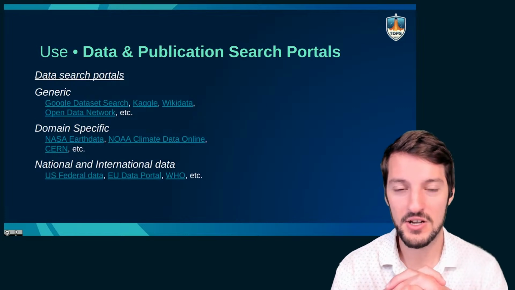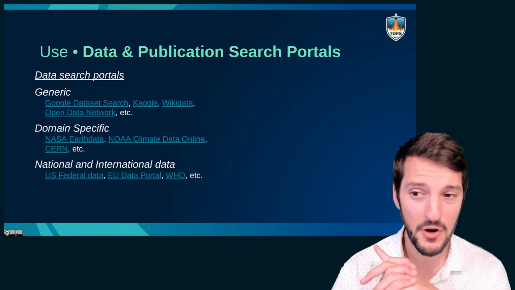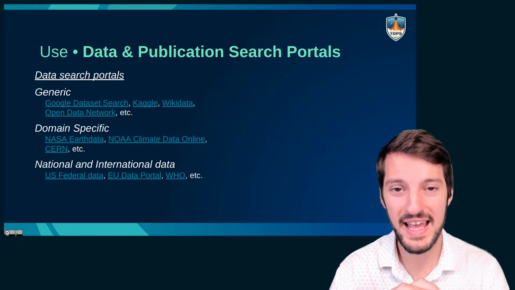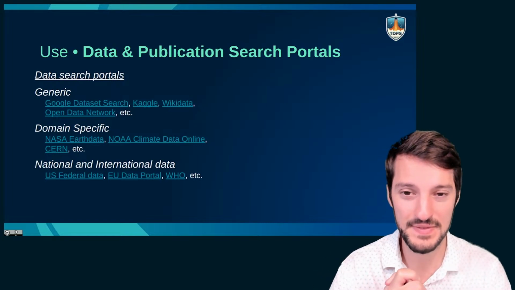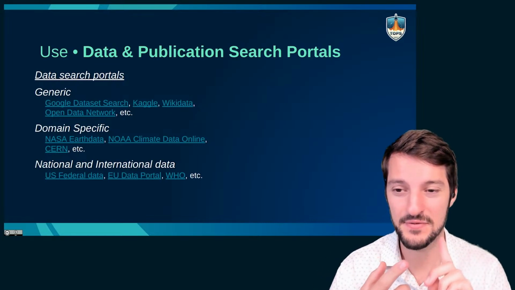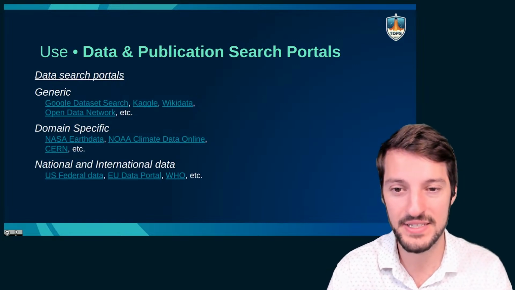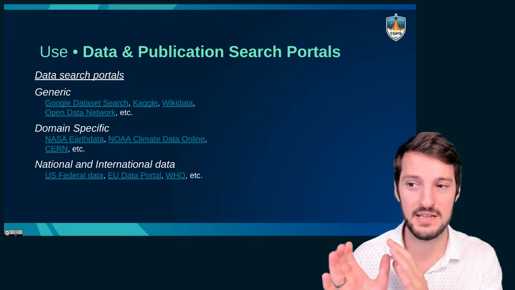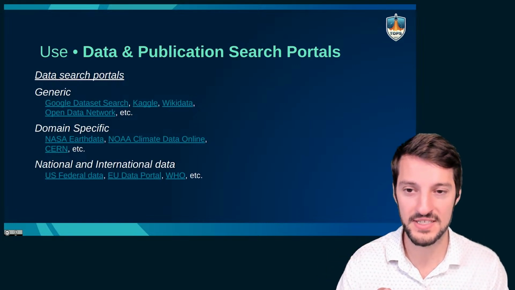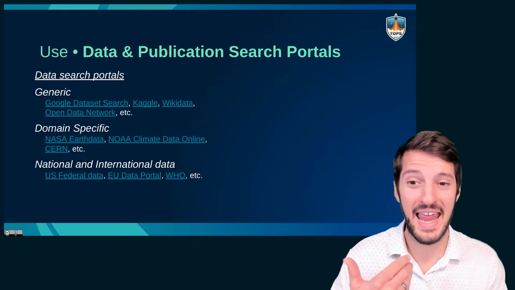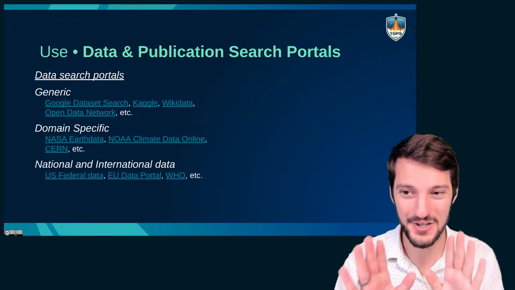And so let's talk about the first of our tools. Now, from our use framework, we had our data and publication search portals. I listed just a couple on the previous slide. We had, I believe, Kaggle, Google Dataset Search. In addition, we have Wikidata, Open Data Network. These are all examples of generic search portals. And what this means is you can find any data set through them of any discipline, hopefully.